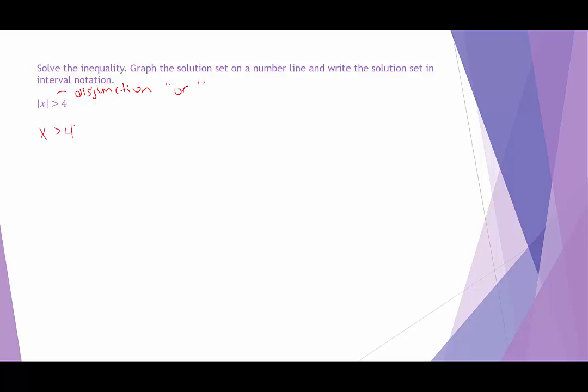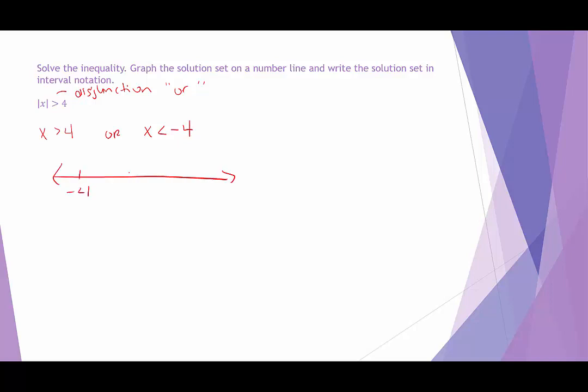Because if you take the absolute value of 5 or 6 or 7, those are all numbers bigger than 4. Or x can be less than negative 4, because if you take the absolute value of negative 5, negative 6, negative 7, those numbers are all bigger than 4. So we have 2 distinct intervals of numbers on a number line.